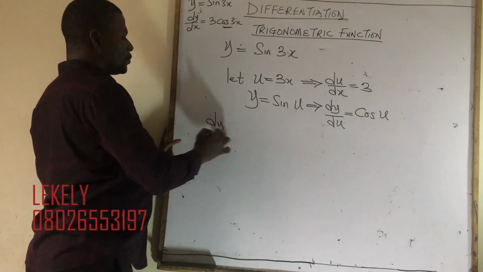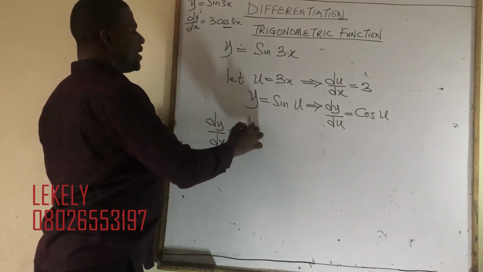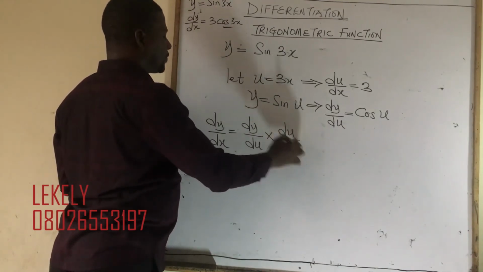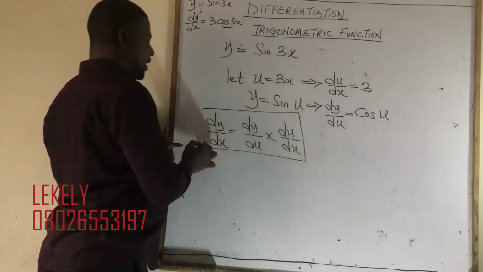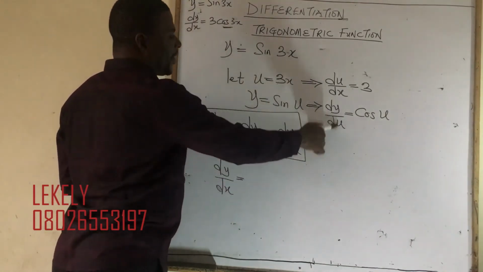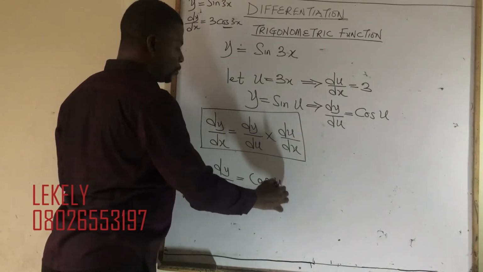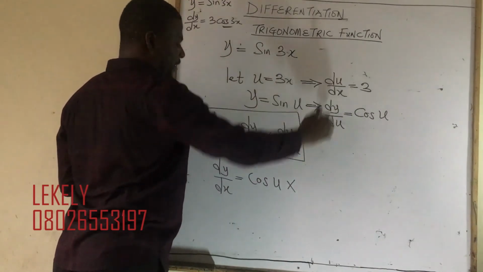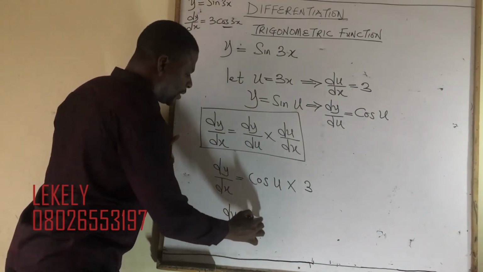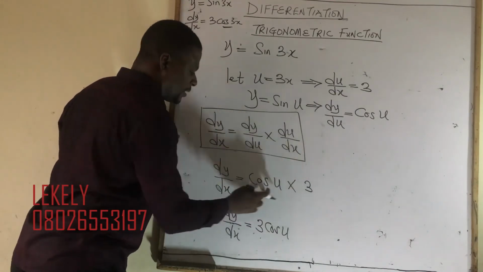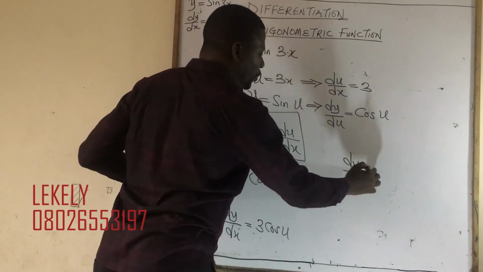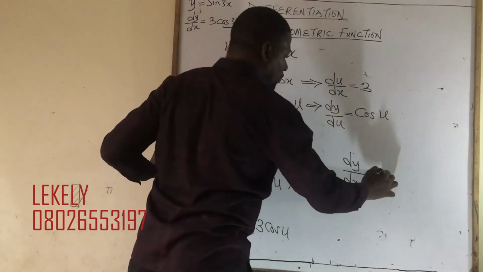So following your composite function, dy/dx equals dy/du times du/dx. Applying this formula, dy/dx equals, what's our dy/du? Cos u times, what's our du/dx? 3. So by the time I multiply this, my dy/dx is going to be 3 cos u. 3 times cos u is 3 cos u.